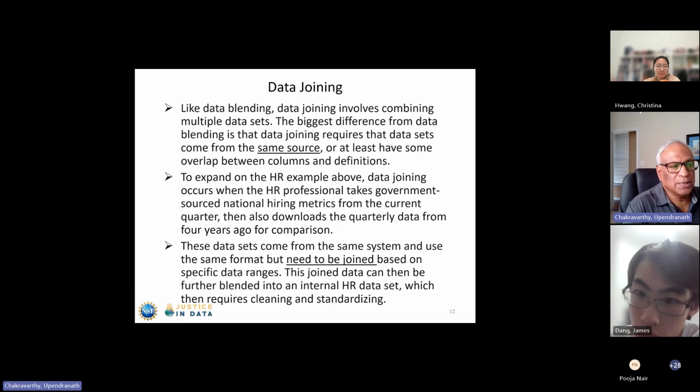To expand on the HR example above, data joining occurs when the HR professional takes government sourced national hiring metrics from the current quarter, then also downloads the quarterly data from 4 years ago for comparison. So then you can combine these two because they have some common columns. These data sets come from the same system and use the same format, but need to be joined based on specific date ranges. So you can think of it as three different ways.